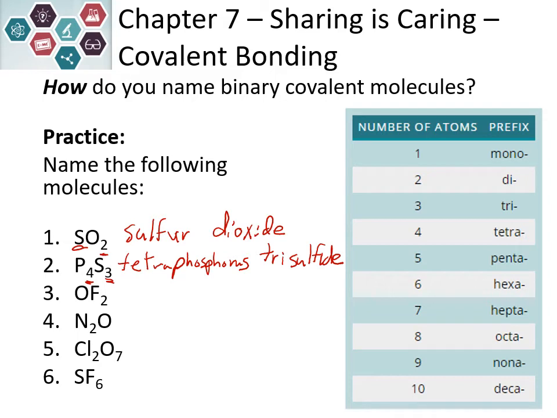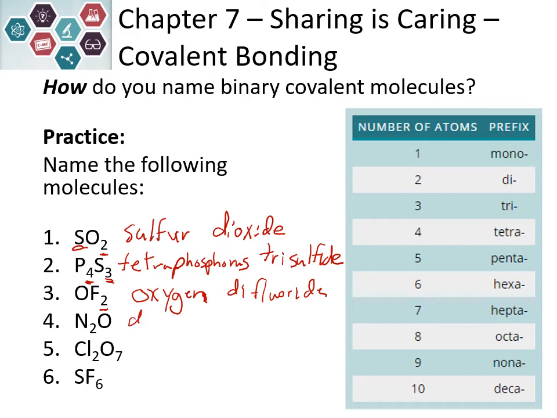Try the other 4 examples on your own. Pause the video to try to name them. Number 3 becomes oxygen. There's only one, so we don't include the mono. 2 is difluoride. So OF2 would be oxygen difluoride.